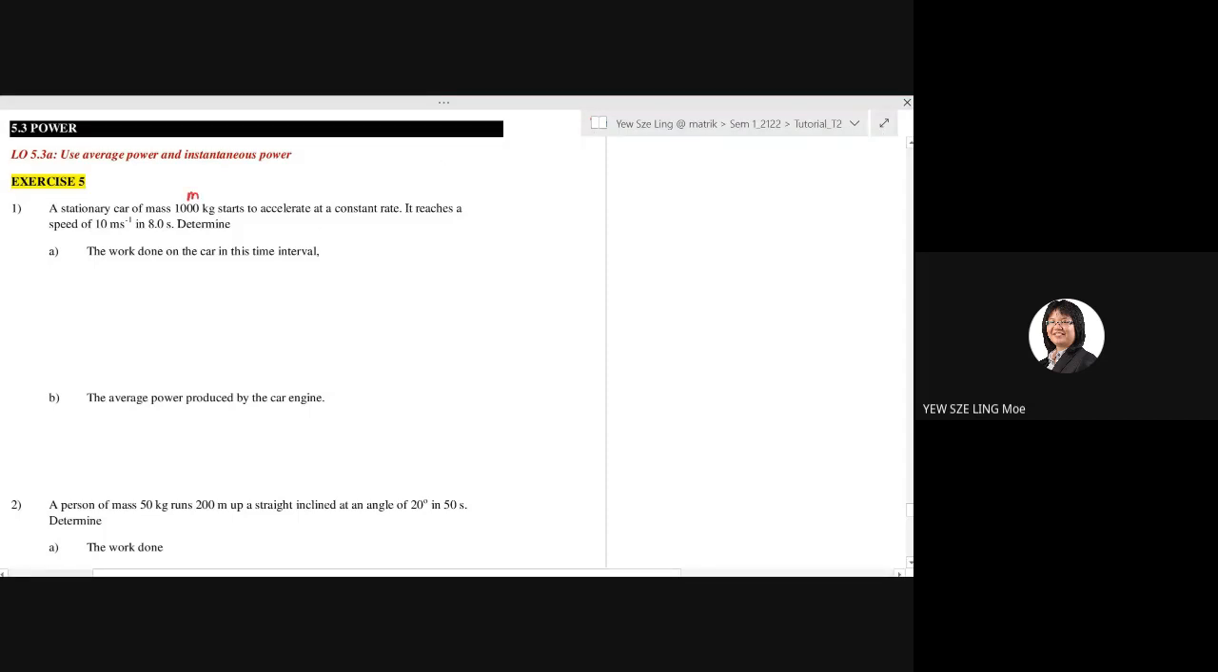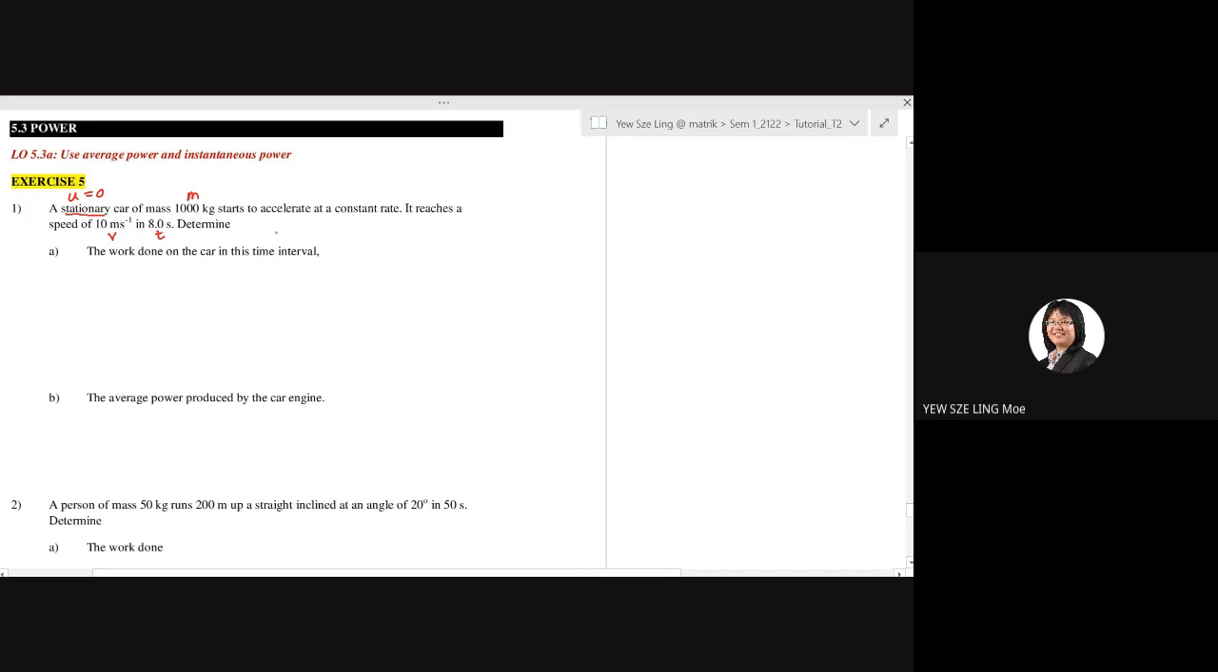Okay. So a stationary car of mass 1000 kg starts to accelerate at a constant rate, and then it reaches a speed of 10 meters per second in 8 seconds. So initially you have a stationary car, which tells you u is equal to 0. And then you have a v, and then you have a t, right? So determine the work done on the car in this time interval.